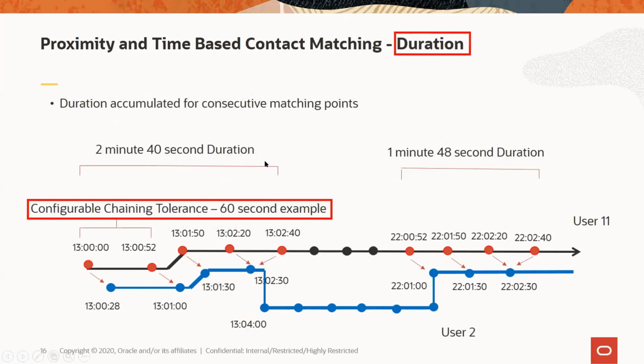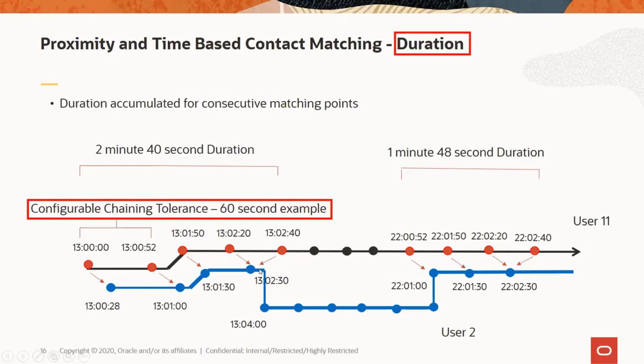So now we also want to start accumulating something called duration, reporting how long these users were in proximity of each other. So here we have user ID 2 on the bottom and its track, and user ID 11 on the top and their track. You have these two points matched.